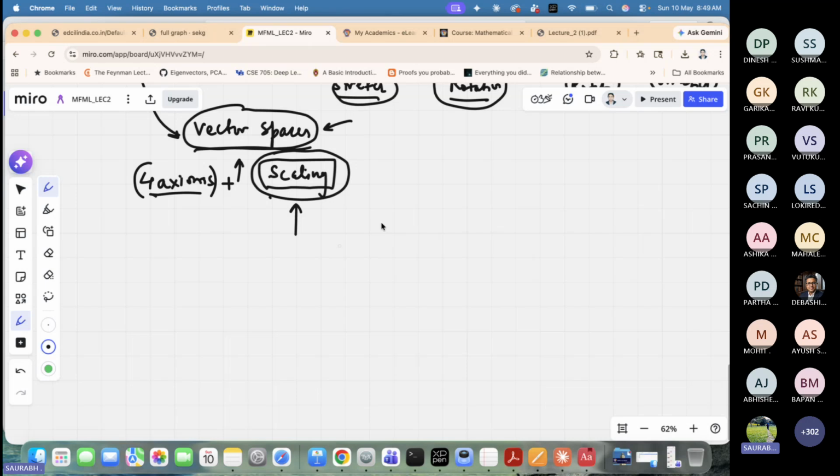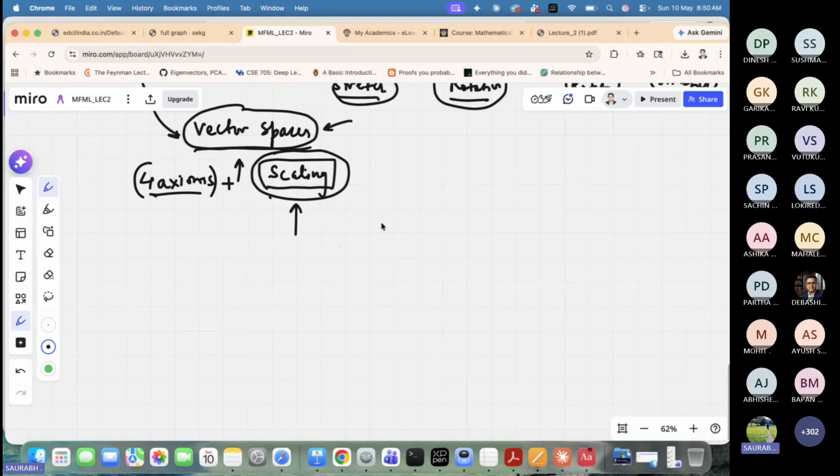Let's say you reside on Earth, right? You have a particular location. Every individual on this planet resides somewhere. They have a fixed location. So same as vectors. Vectors do reside somewhere, and that place is called a vector space.